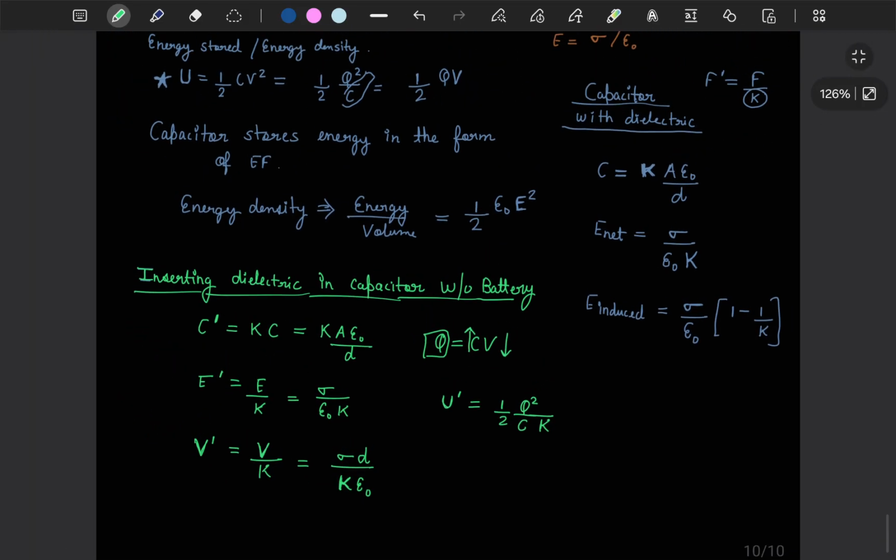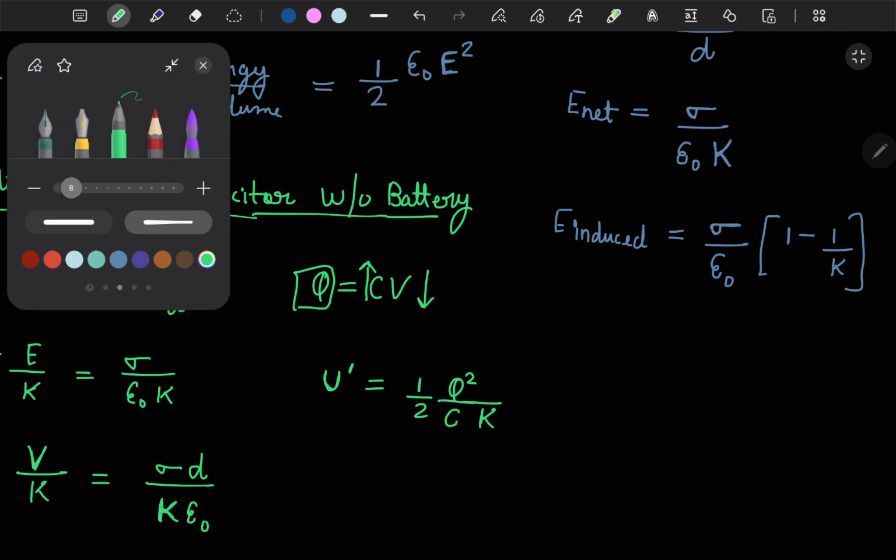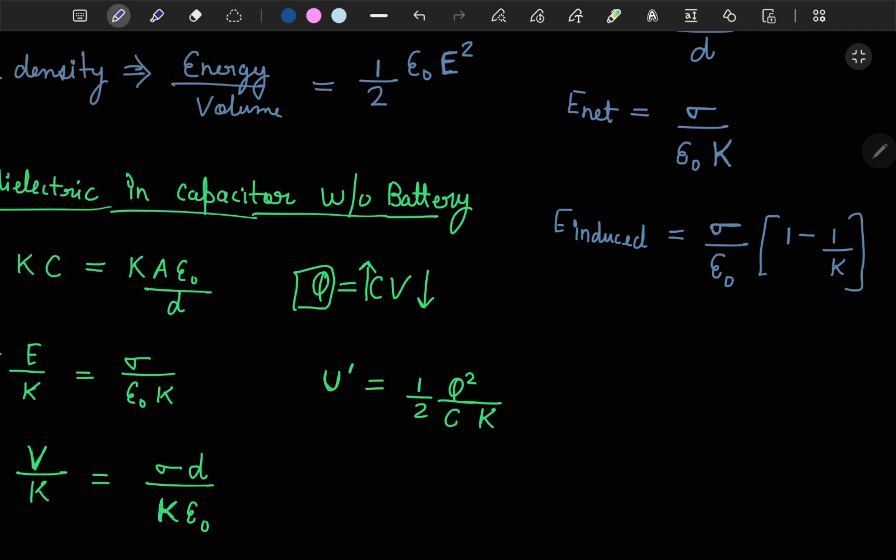So what we have to remember from here, these are very important statements. Charge on capacitor plates, we are talking about without battery. So charge on capacitor plates remains constant. As we have seen, the q is remaining constant, and because c was increasing, v was decreasing, and electric field decreases k times.